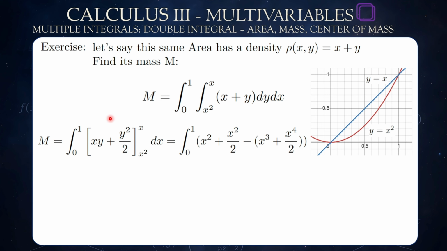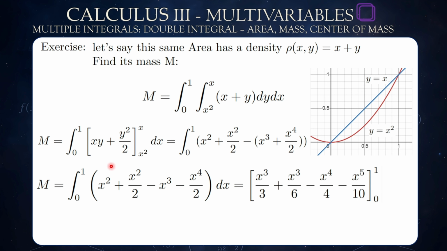It is equal to the integral from 0 to 1. We've integrated with respect to y, which gives us xy plus y squared divided by 2 between x and x squared dx, which is equal to the integral from 0 to 1 of x squared plus x squared divided by 2, which is replacing y by x here, minus x cubed plus x to the fourth divided by 2, replacing y by x squared in the second branch of the integral.